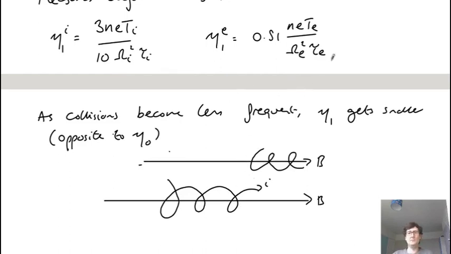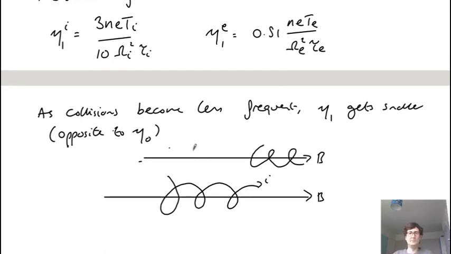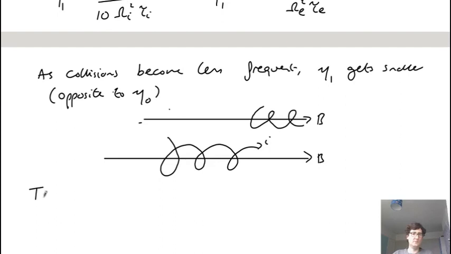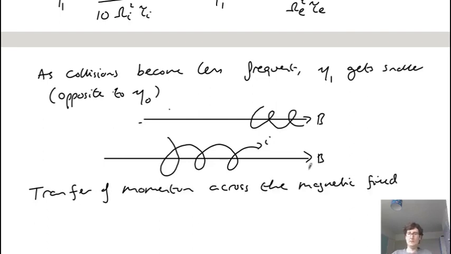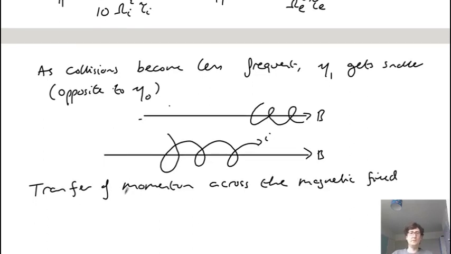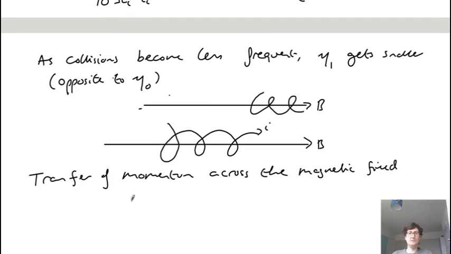But as the collision frequency gets smaller, so the collision time gets longer, then this viscosity gets smaller. So it's basically the transfer of momentum across magnetic fields. And so it's smaller than parallel viscosity by at least the ratio of the Larmor radius to the parallel length scale.